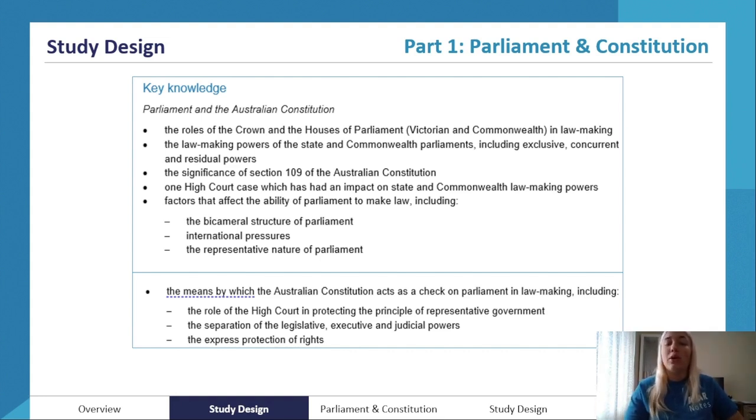But the Constitution can only be changed by means of a successful referendum, which has happened in Australia many, many times. But due to the double majority requirement that you'll also learn about later on in Area of Study 2, most referendums in Australia are unsuccessful. So these include the role of the High Court in protecting the principle of representative government, so ensuring those re-elections, ensuring that there are two houses, that's all enshrined in the Constitution.